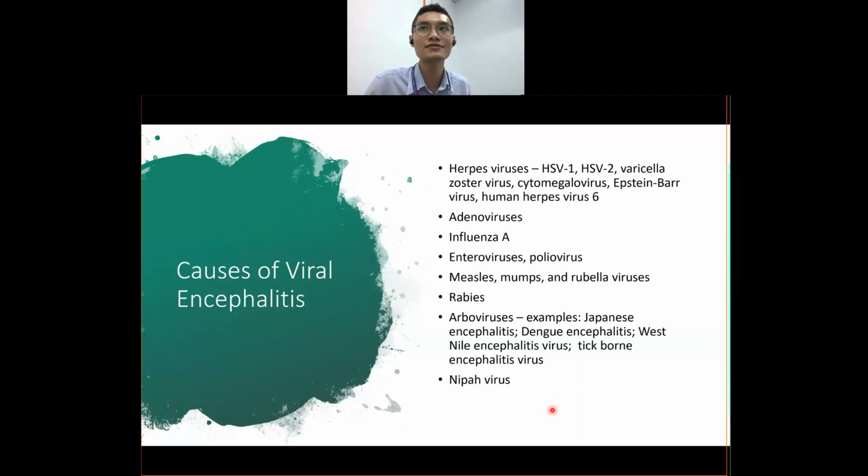Rabies. If you follow the news today, you'll see that there are a few scattered outbreaks in Sarawak where they have rabies. So rabies can cause encephalitis. Dengue, which is very common in our community, can actually cause encephalitis. This is under arboviruses, as dengue virus is classified as an arbovirus, and also Nipah virus, which was discovered in Malaysia.